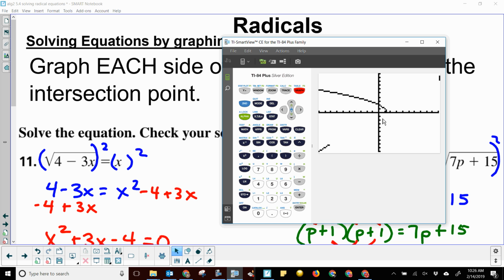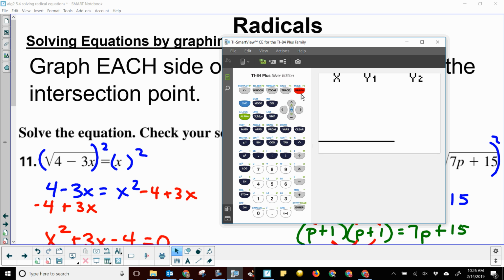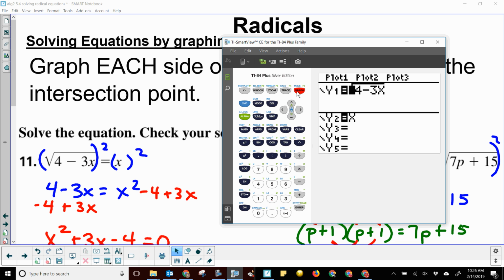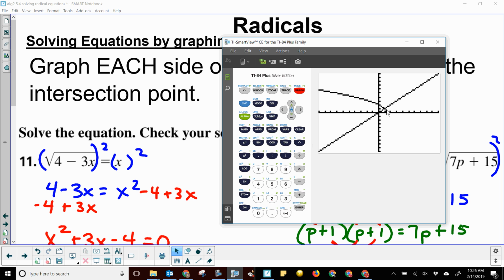And you can actually just use your calculator to tell you that when x is negative 4, they are not the same. One's positive, one's negative. When x is 1, they are. And you can go to the table. Negative 4 doesn't work, but 1 does. And oh, we start getting errors. Why? Well, that's because our graph stops. Because if I try to plug in 2, that would be 4 minus 6 is negative 2, and we can't square root a negative number.